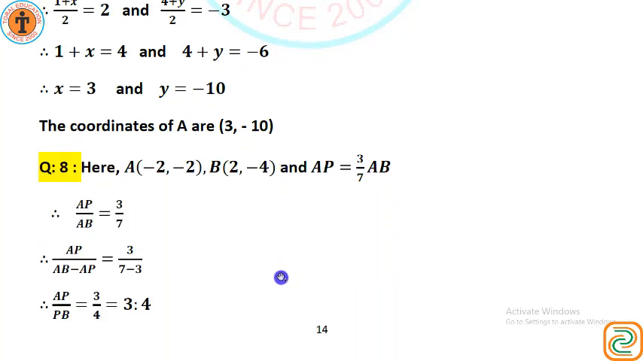Question number 8. If A and B are (-2, 2) and (2, -4) respectively, find the coordinates of P such that AP equals 3 by 7 AB, and P lies on the line segment AB. We have been given here AP equals 3 by 7 AB.